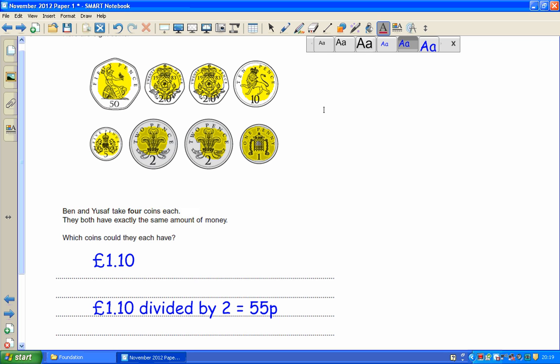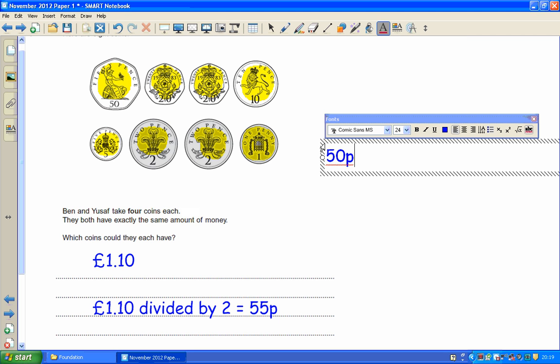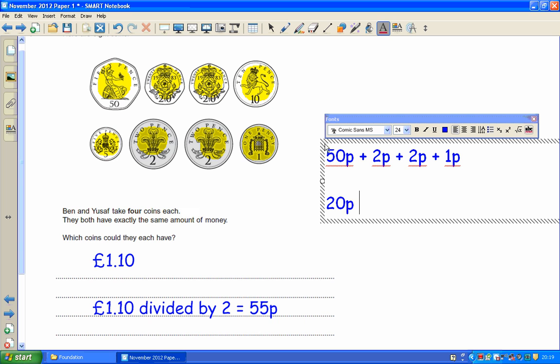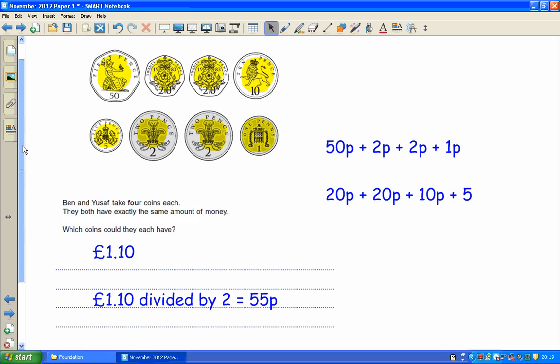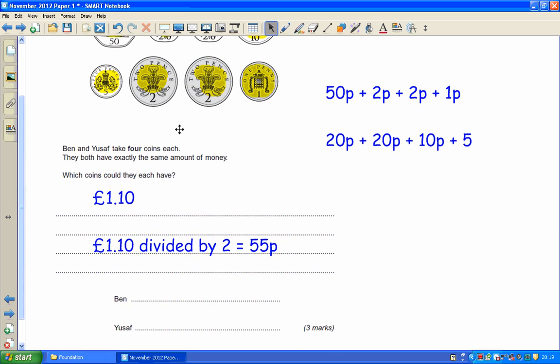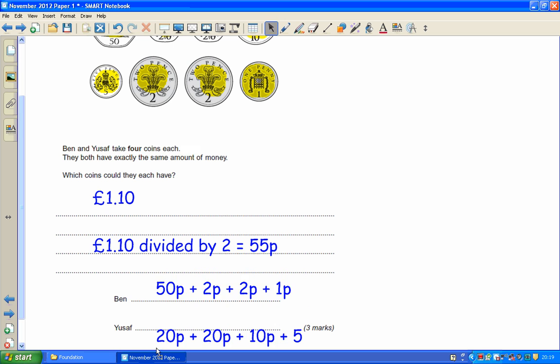If we've got 50 pence, then to go with that we're going to need the 2 pence, the 2 pence and the 1 pence. And then that leaves over 20 pence plus 20 pence, 10 pence and 5 pence to go with the other one. So I've made 55p using 4 coins. So I've put them that way round. They could go the other way round though and have them the other way round.